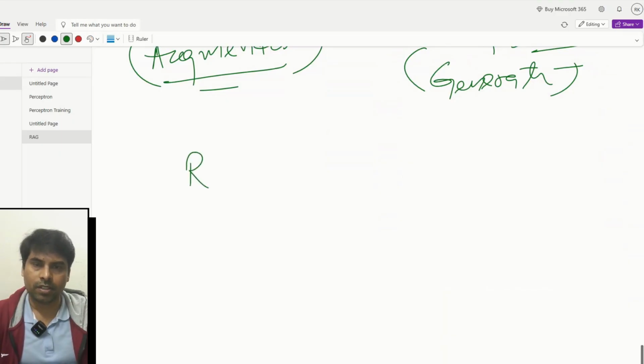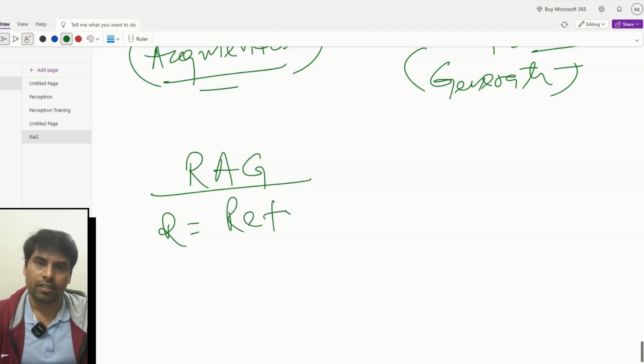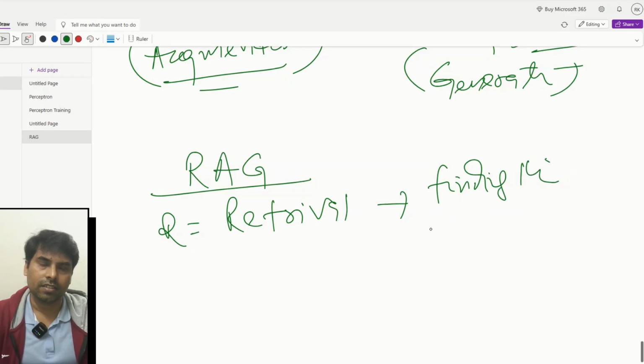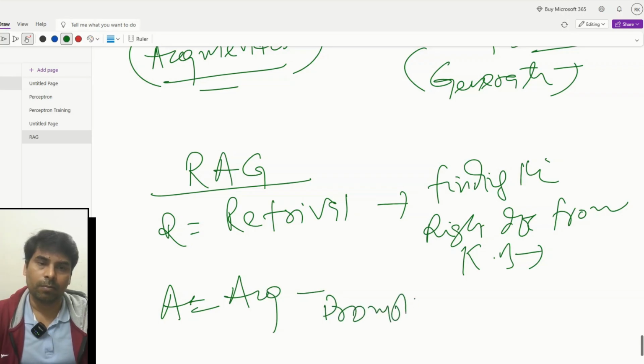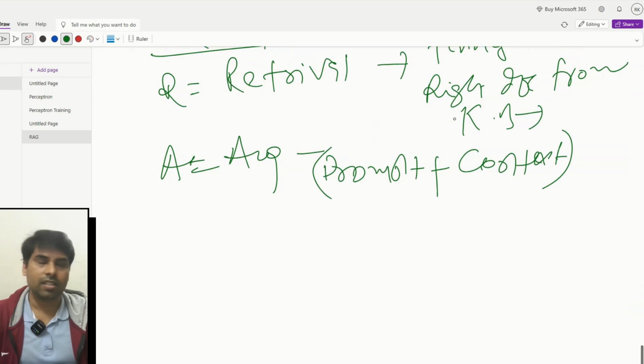RAG has three important steps. Step number one is called retrieval. Retrieval means finding the right documents from the knowledge base. It can be a vector database. This is the first step. The second step is augmentation. Here it will add your prompt plus your context, your retrieval, which you got. It got added. It is called the augmentation process. And last, it's called generation.